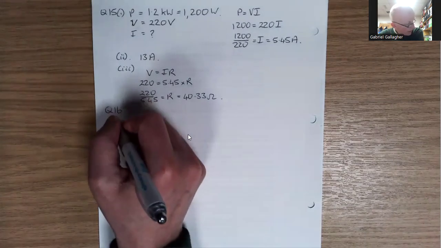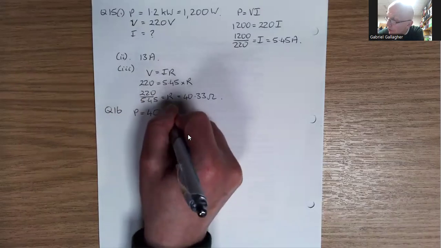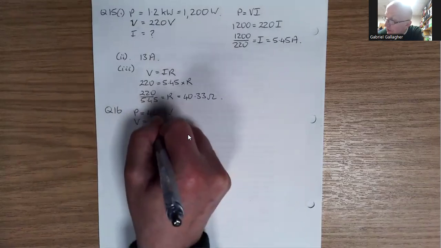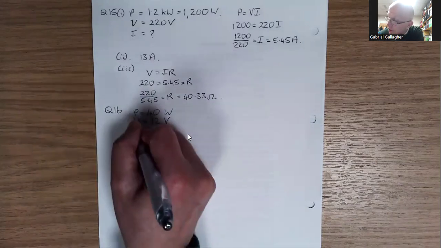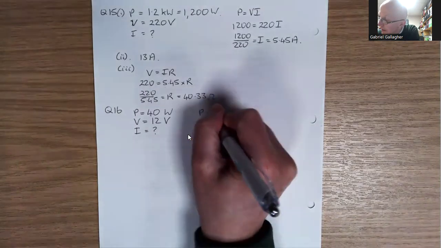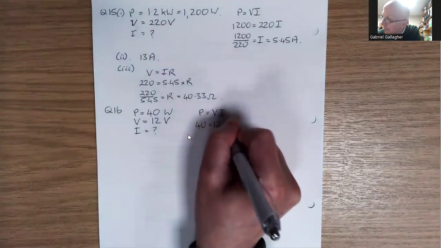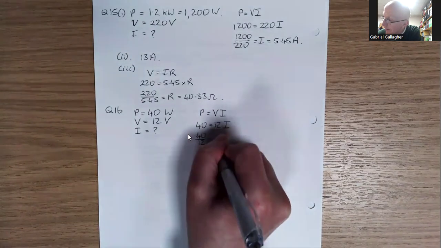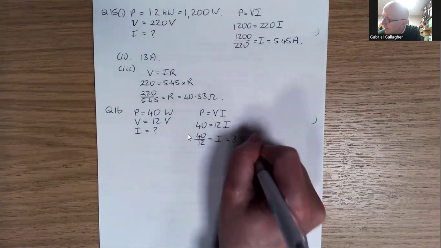Question 16. In a car, there's a 40-watt headlamp. That's a power. Anything with watts in it is a power. Using a 12-volt battery, so the voltage is 12 volts. Determine the current flowing and hence work out the resistance. So P equals VI. 40 equals 12I. Divide by 12, divide by 12. 40 over 12 equals I, which equals 3 1/3. 3.33 amps.